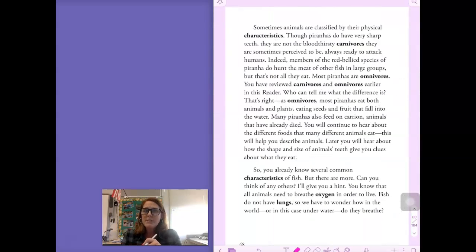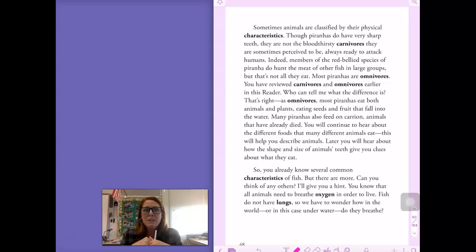Sometimes animals are classified by their physical characteristics. Though piranhas do have very sharp teeth, they are not the bloodthirsty carnivores they are sometimes perceived to be, always ready to attack humans. Physical characteristics, boys and girls, are those things that we can see. So their sharp teeth. For humans, for people, it might be their hair color or their eye color.